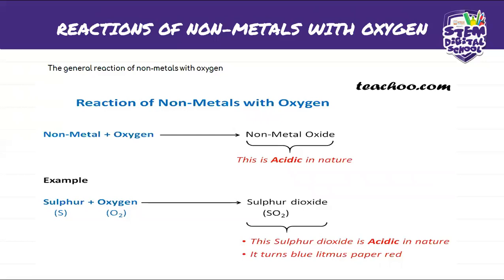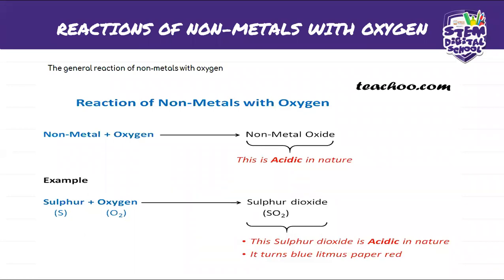So let's look at a simple example. We have sulfur plus oxygen giving us what? Sulfur dioxide. And when this dissolves in water, we get an acid. So the sulfur dioxide is acidic in nature, and it will turn blue litmus paper red. So that is why, in places where factories produce gases and sulfur dioxide is there, when it rains, we can get what? Acid rain.